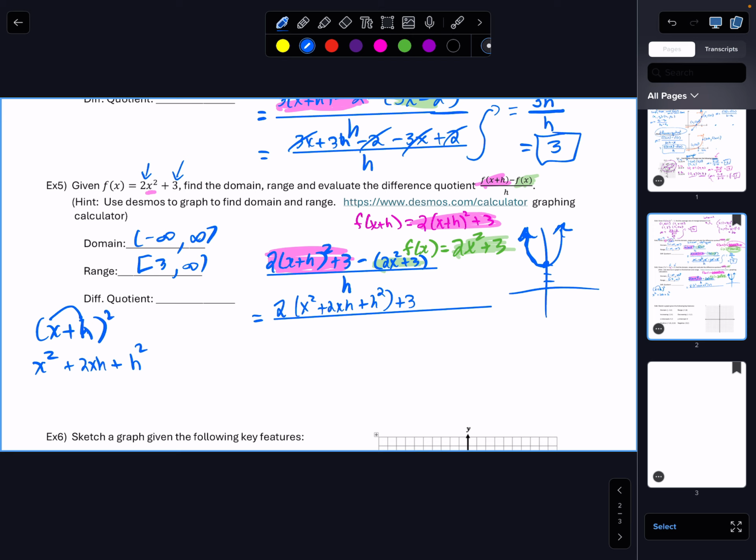And then subtract f of x, meaning you have to distribute that negative. You get a minus 2x squared and a minus 3 all over h. Now distribute that 2.